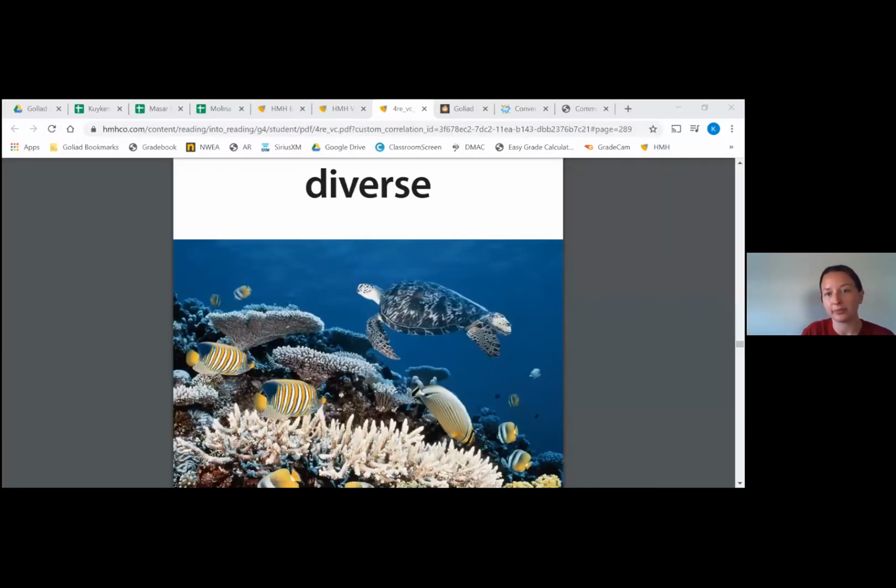Okay, our first word is diverse. What is our first word? Diverse. Okay, let's look at the picture. What does it look like? It looks like there are many different animals there. Okay, turtles. So right there, Turner said there's different species down there. Where are they? The ocean. In the ocean.